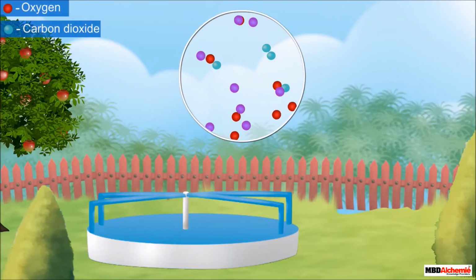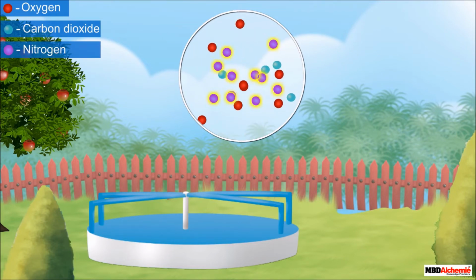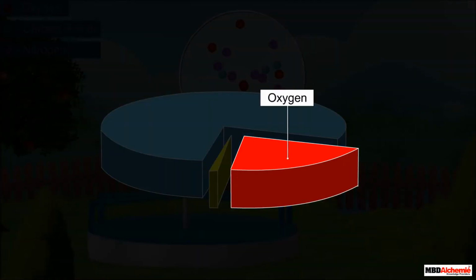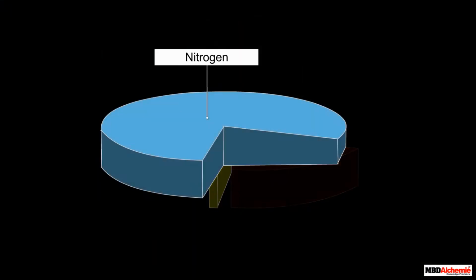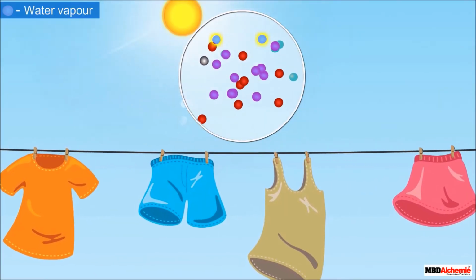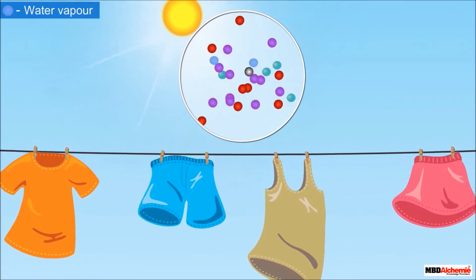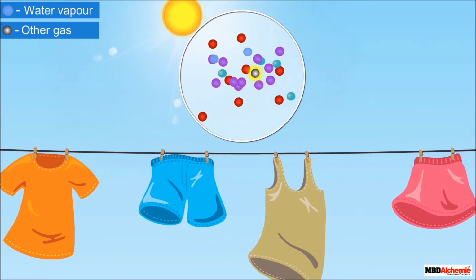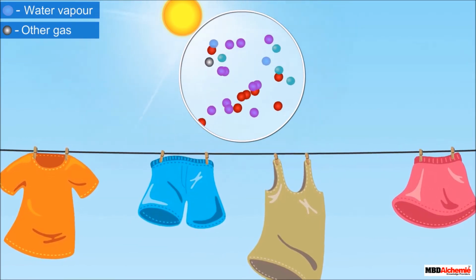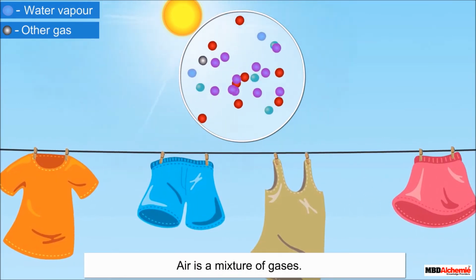Other than these two gases, air also contains a large quantity of nitrogen. Air is mainly made of three gases, namely oxygen, carbon dioxide and nitrogen. Air also contains a small quantity of water vapor, which is also a gas. In addition, small quantities of some other gases are also present in air. So kids, the air around us contains many gases, and that is the reason it is referred to as a mixture of gases.